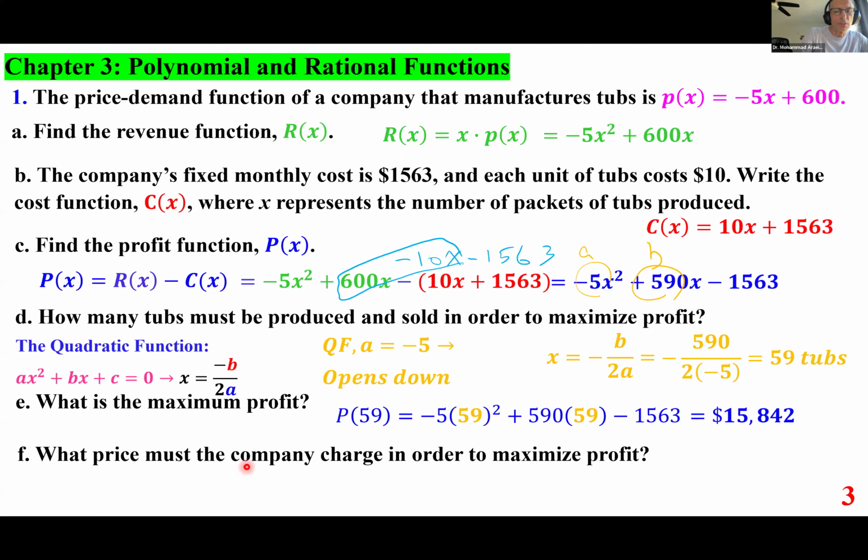What price must the company charge in order to maximize profit? We go back to the very beginning. Here's the price function. Replace the x with 59. So P of 59 means minus 5 times 59 plus 600. We get $305.